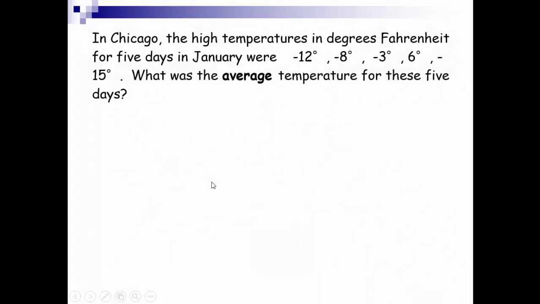Next one, in Chicago, the high temperature in degrees Fahrenheit for 5 days in January were negative 12, negative 8, negative 3, a positive 6, and a negative 15. What was the average temperature for these 5 days? So to find the average, we'll add up all the temperatures and then divide by the number of days, the 5 days.